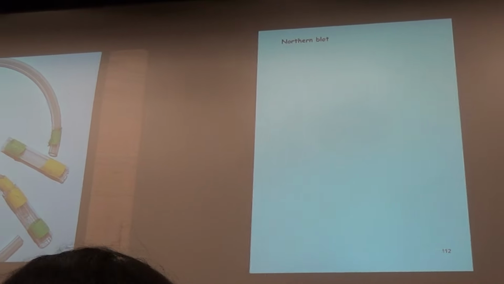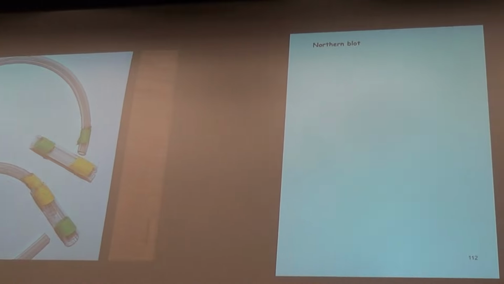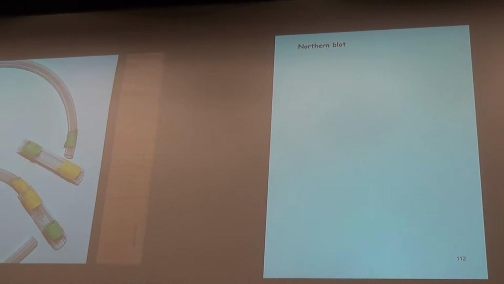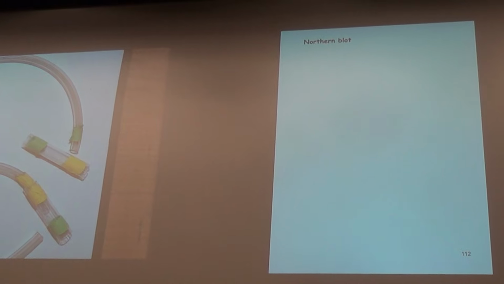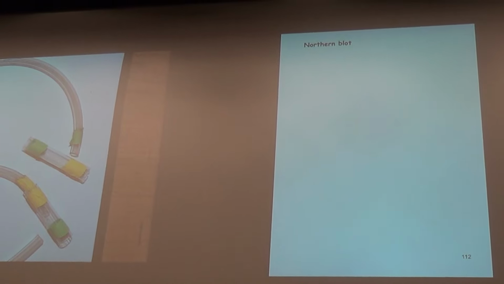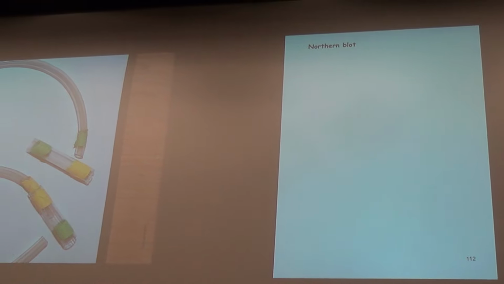Okay, so we talked about Southern blot. The key in Southern blot is to start with genomic DNA or any DNA. You start with DNA, you digest it with a restriction enzyme, and then you run it. There is another blotting system called Northern blot.